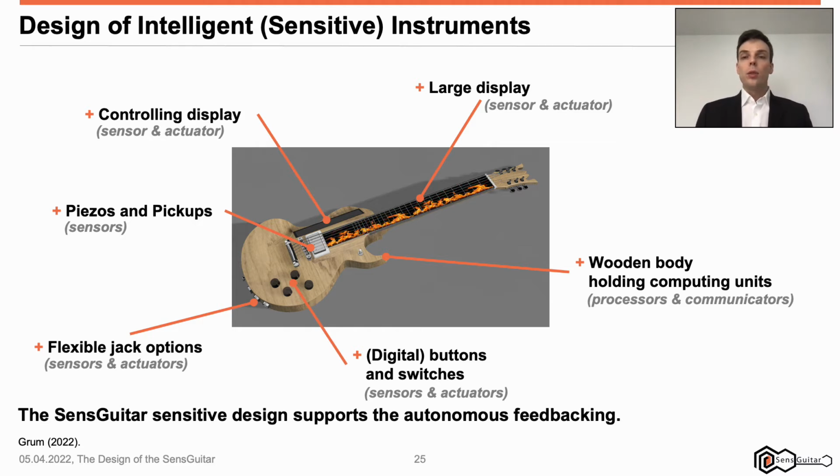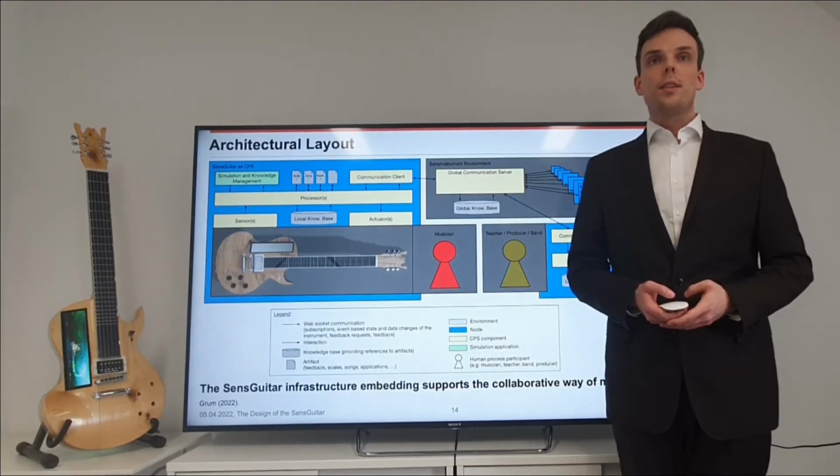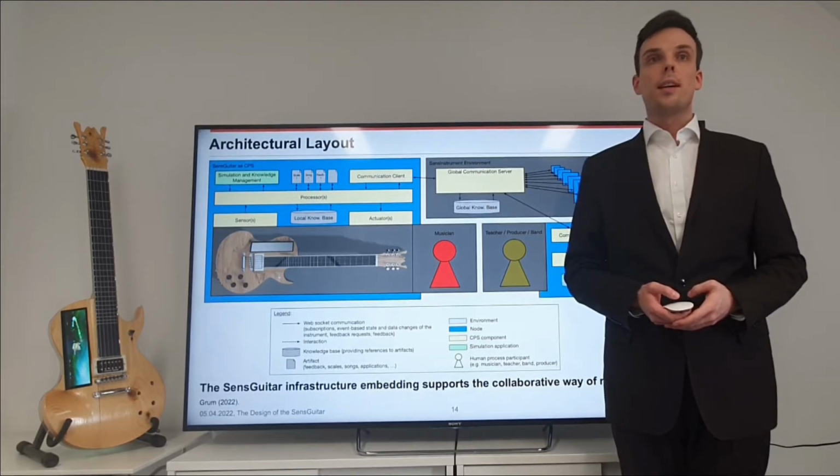As an interim conclusion, one can recognize that the cyber-physical system capabilities support the autonomous feedbacking by the SensGuitar. As we now know the concept of sense instruments, how can it be embedded in its environment so that it can realize the full technical potential? Here we speak about the architecture of an infrastructure, which refers to one further design perspective on the SensGuitar. The infrastructure needs to provide the following components by design.